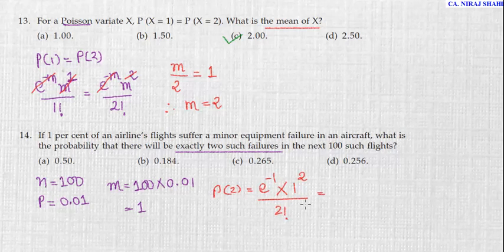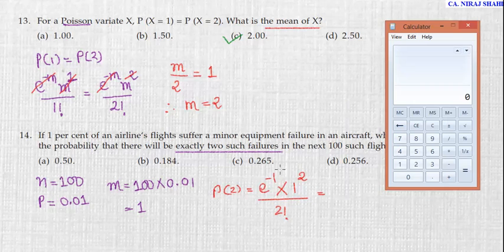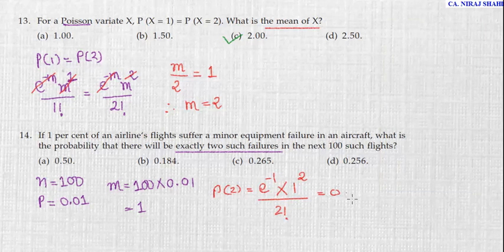So let's solve it by using calculator actually. E raised to minus 1 is 2.7183, divide equal to or reciprocal, and into 1 and divide it by 2. So it is 0.1839. So we can say our answer is 0.184, if we round it up to 3 digits. So our answer is B here.